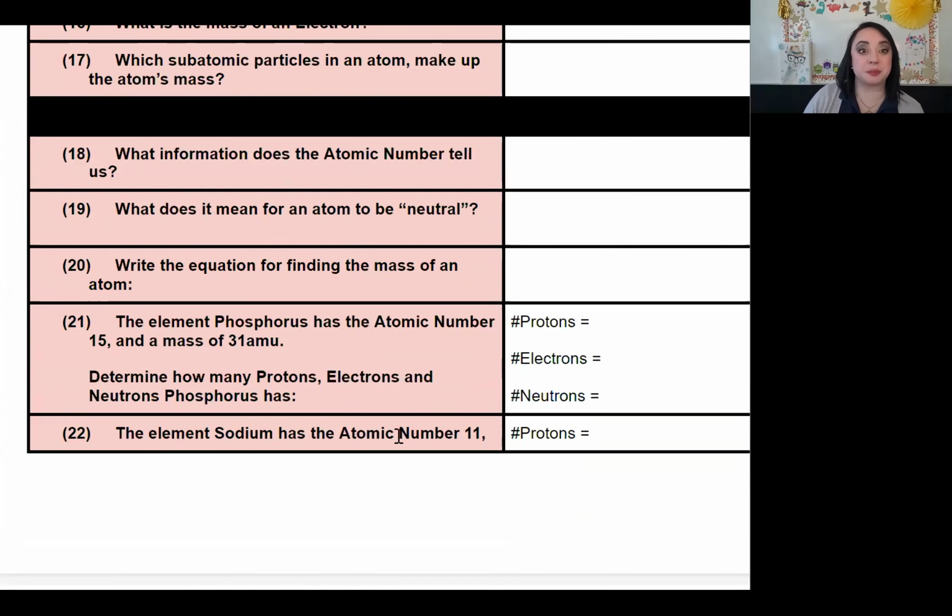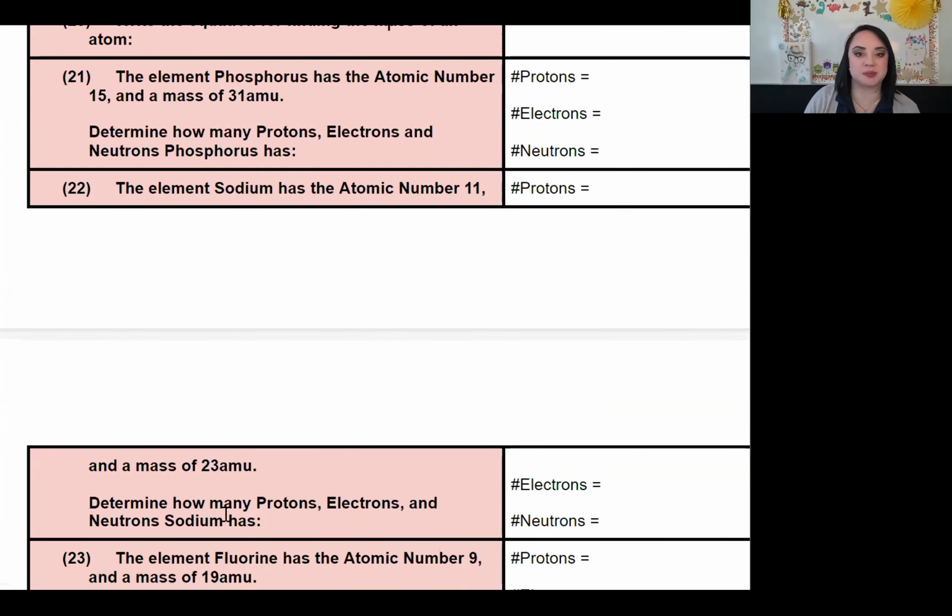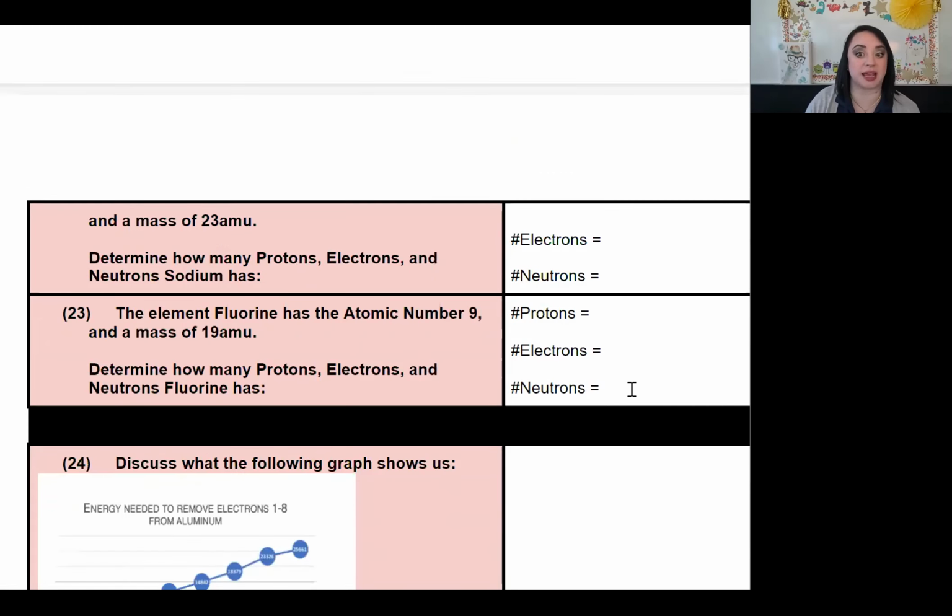All right, then we get into some periodic table basics that we had covered. So what does the atomic number tell us? What does it mean for an atom to be neutral? Write the equation for finding the mass of an atom. And I put it like this because it's really simple, so I don't want you to think equation means something complicated. Then I give you some practice problems where I tell you the atomic number and the mass, and you have to tell me how many protons, electrons, and neutrons those atoms have.